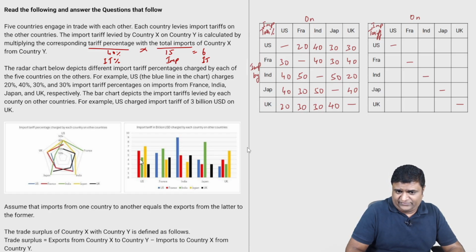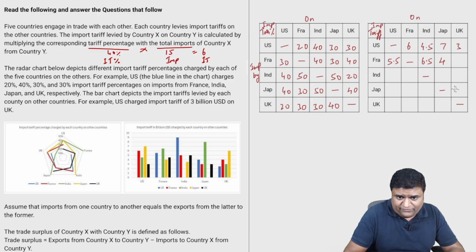US import tariff on these four countries. What's that? This could be quicker, right? So 6, 4.5, 7, okay, 6, 4.5, 7, and we were told it was 3 over here, and 3 it is. Okay, the next one, 5.5, a blank, 5.5, 6.5, 4, 5.5, 6.5, and a 4, and finally I'm getting a 4.5, right? That's a 4.5. Okay, taking a bit of time, but it's okay.